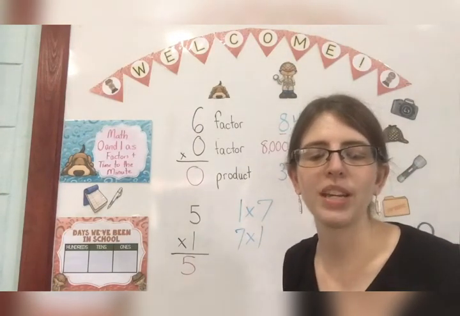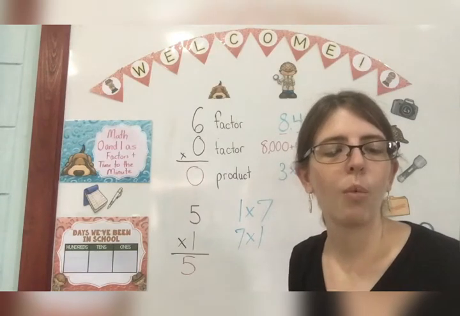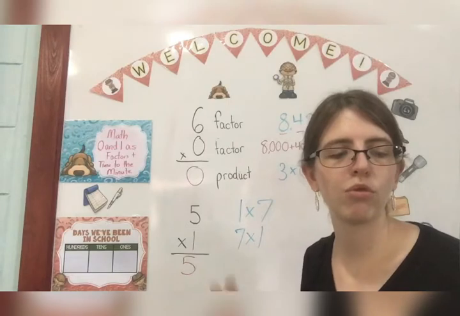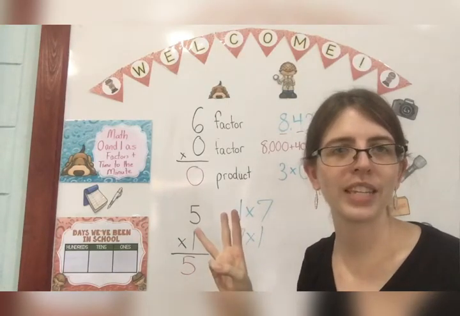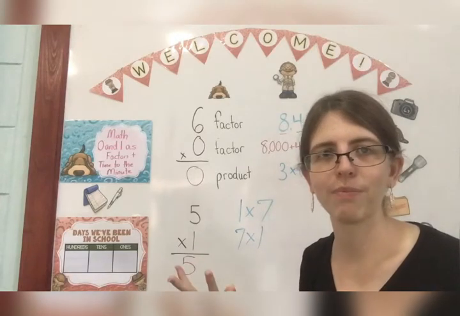Look at your brain booster in the corner of page 9. 2 groups of 3 spiders equals how many spiders? Well, multiplication, that's putting groups of numbers together. So you have 2 groups of 3 each. So that's 2 times 3.